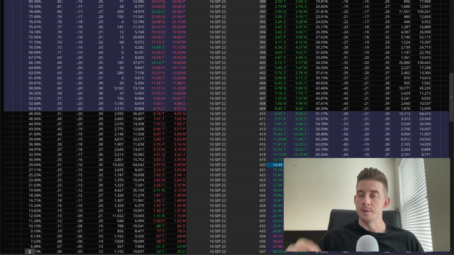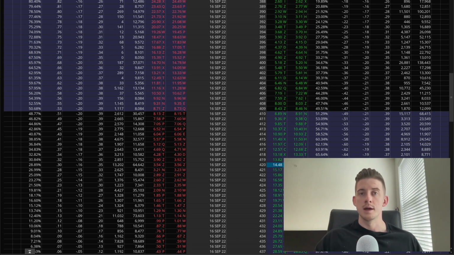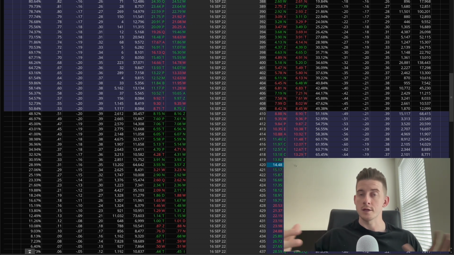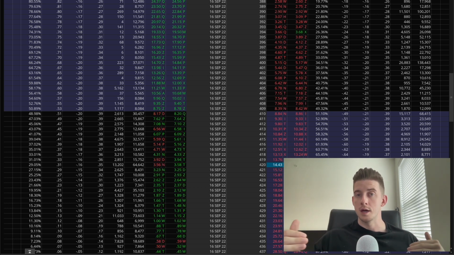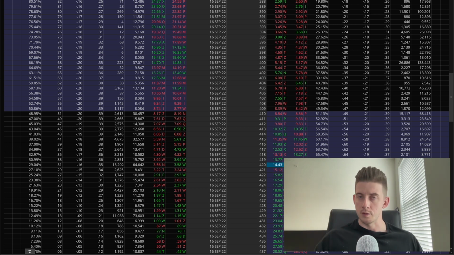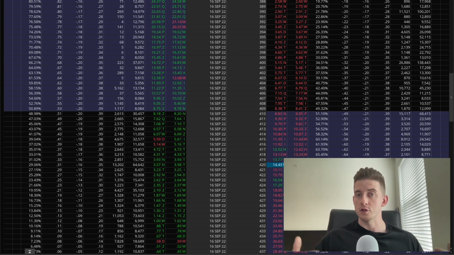Now do also keep in mind though that the delta does not factor in your overall break-even point on the trade. So again, if you buy options, you're paying a debit to enter the trade. If you're selling options, you collect your credit, and the debit or the credit will change your break-even point a little bit beyond your strike price. But bottom line, again, the delta just gives you an approximate measure of your overall chance of profit.